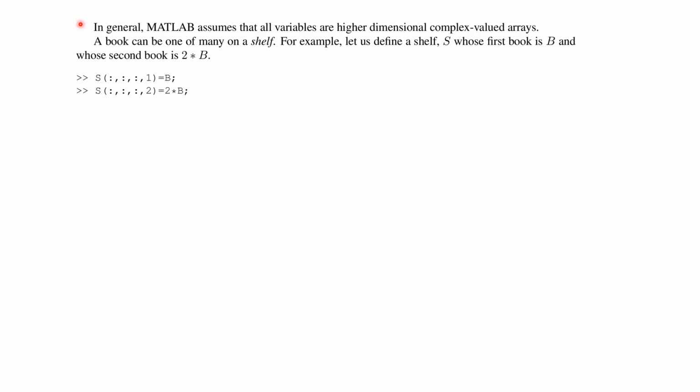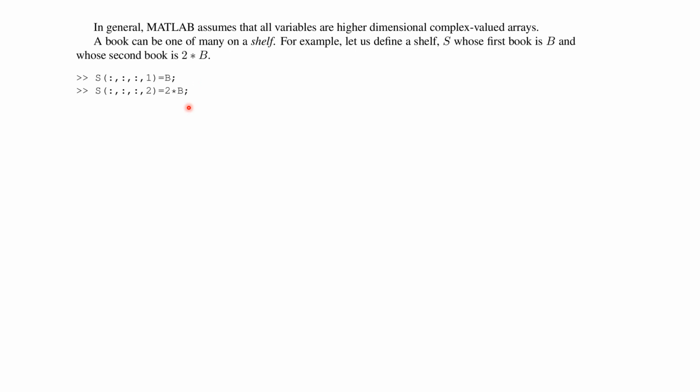MATLAB assumes that any variable that you make is one of these high-dimensional objects, and it'll adjust to your specifications. So for example, we've got a book now. It's got rows and columns, that's a matrix. And now that book has got 2 pages, and now we want to make another book. We just make a new book from the old book by multiplying by 2. So I've got 2 books, B and 2B.